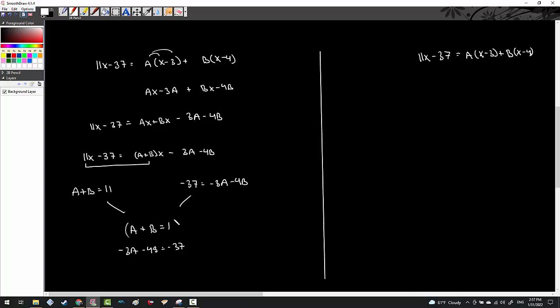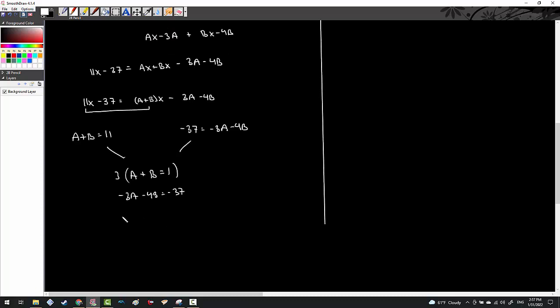I'll solve for a first. So I'll multiply the whole thing by 3. So what I get is 3a plus 3b equals 33. And now I'm going to add downward. I'm going to cancel these guys out, and I get negative b equals negative 4. So if I multiply both sides by negative 1, I get b equals 4.